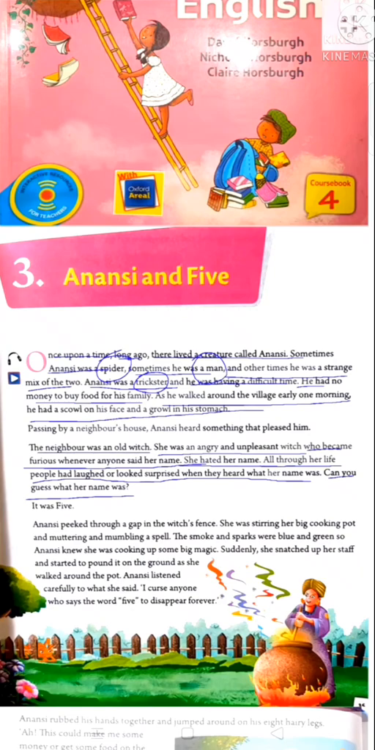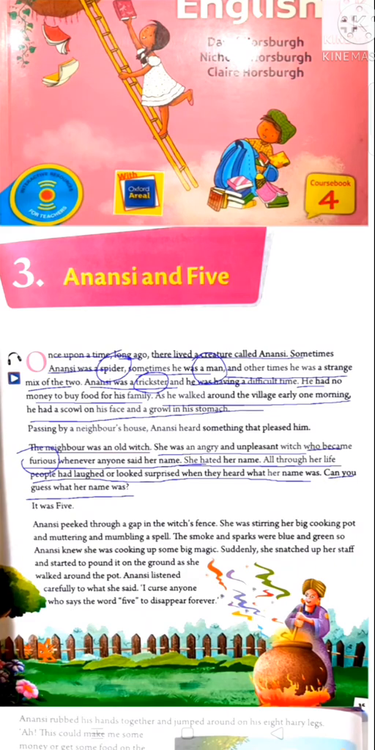So, from this particular paragraph, we get to know that while passing by a neighbor's house, Anansi was happy. And who was this neighbor? This neighbor was an old witch, and this witch was angry, meaning she was always an angry person, and unpleasant, meaning she was not happy at all, whatever she had, she was not happy with that. And she became furious, meaning angry, whenever someone said her name. Okay, students, tell me, do you get angry whenever anyone calls you by your name? I don't think so. But this witch was always angry whenever she heard that someone was taking her name or calling her by her name.